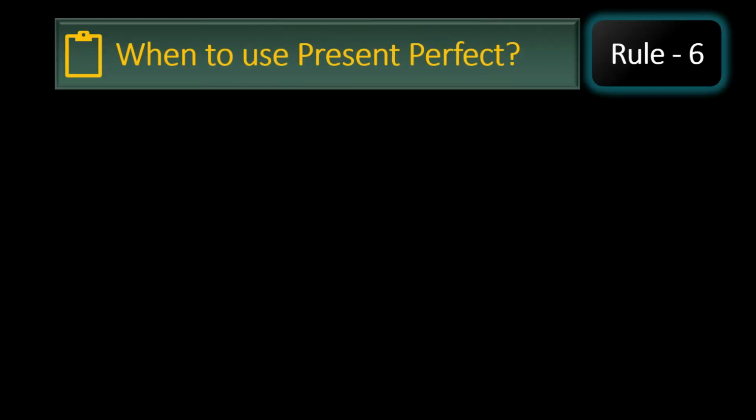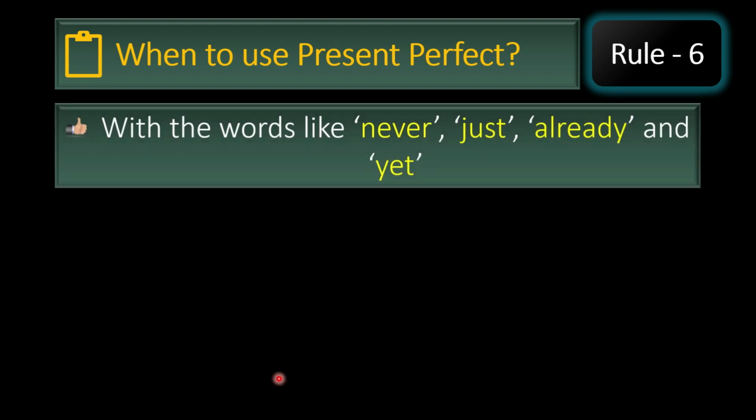Let's move on. Rule 6 says, we use present perfect tense with words like never, just, already, yet. Remember this. We use these words in past perfect tense as well. So don't get confused. We are talking about present perfect, so I have mentioned it. Okay, never, just, already, yet.